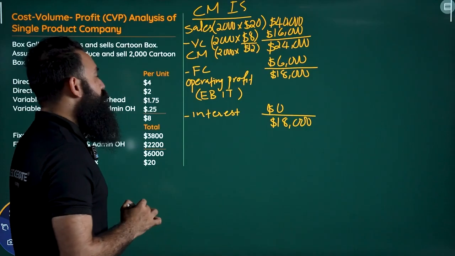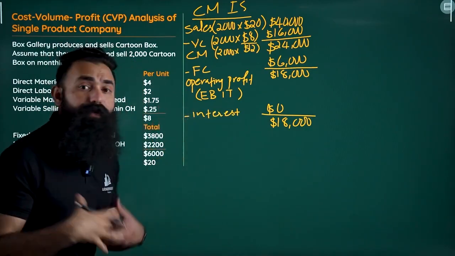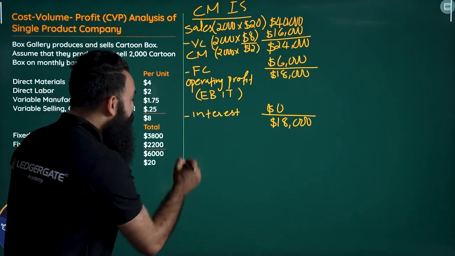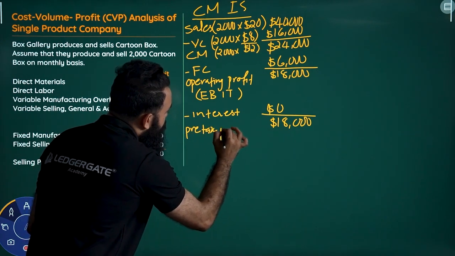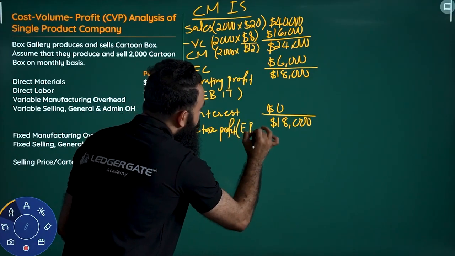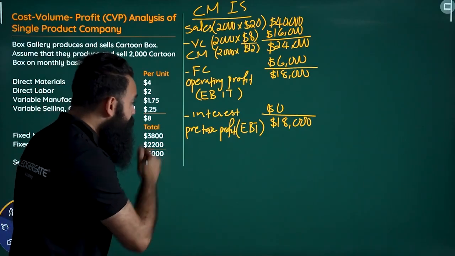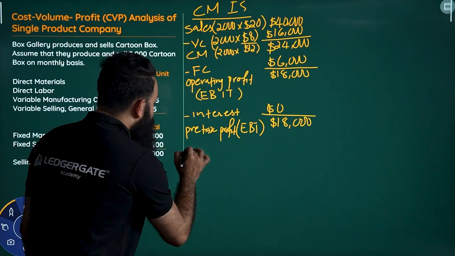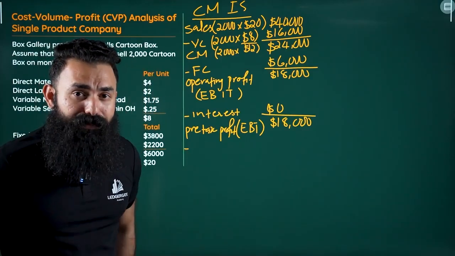So what we call this is earnings before tax. That means profit before tax, otherwise we can say pre-tax profit, right? That means EBT, earnings before tax, otherwise profit before tax, otherwise pre-tax profit. In any way you can call. This pre-tax profit is the profit before paying tax to the government authority.